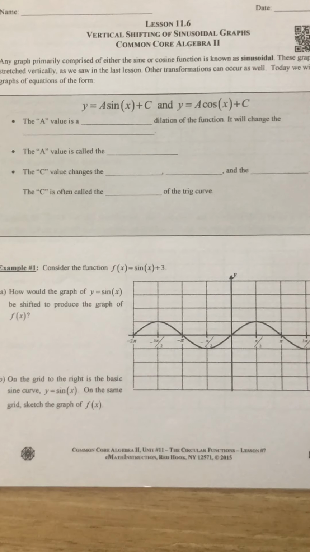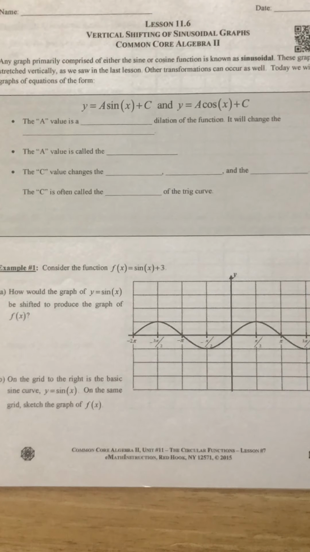Today's lesson is 11.6, vertical shifting of sinusoidal graphs. What we're going to do today is vertically, so up and down, shift our graphs of sine and cosine. That's basically it. They just made it fancy in sinusoidal graphs.